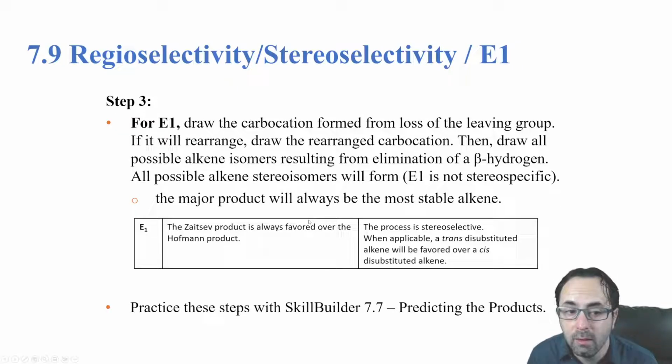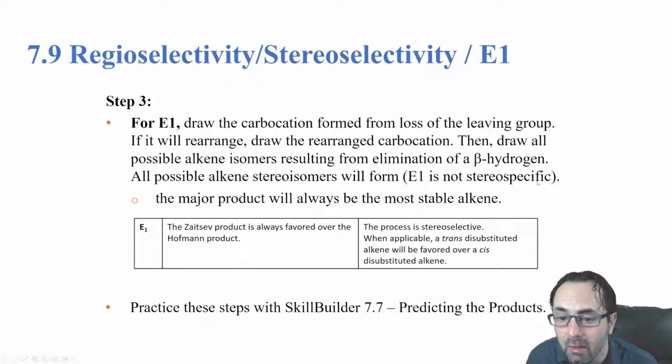For an E1 mechanism, as I said, like the SN1 mechanism, there's going to be a carbocation intermediate after the loss of the leaving group, so you're going to have to draw that carbocation intermediate, and then you'll draw all the possible alkene isomers that could result from this elimination. And all possible alkene stereoisomers will form.